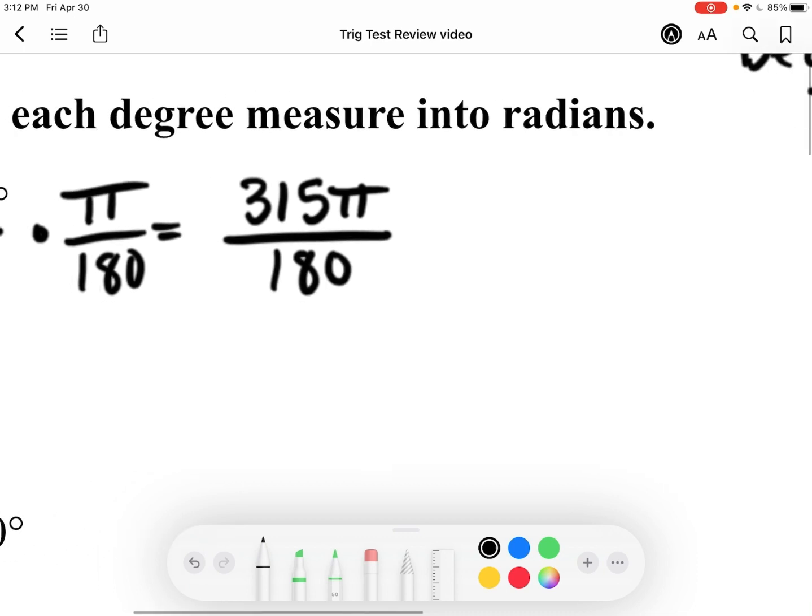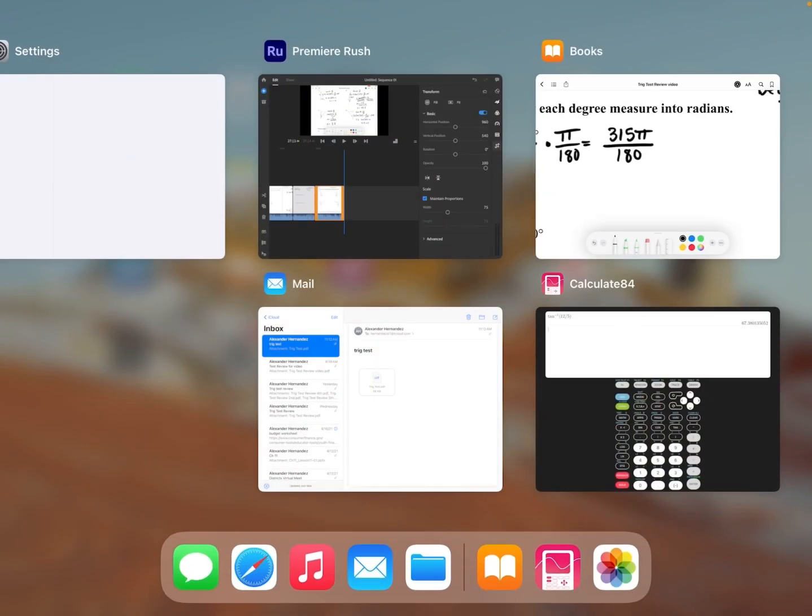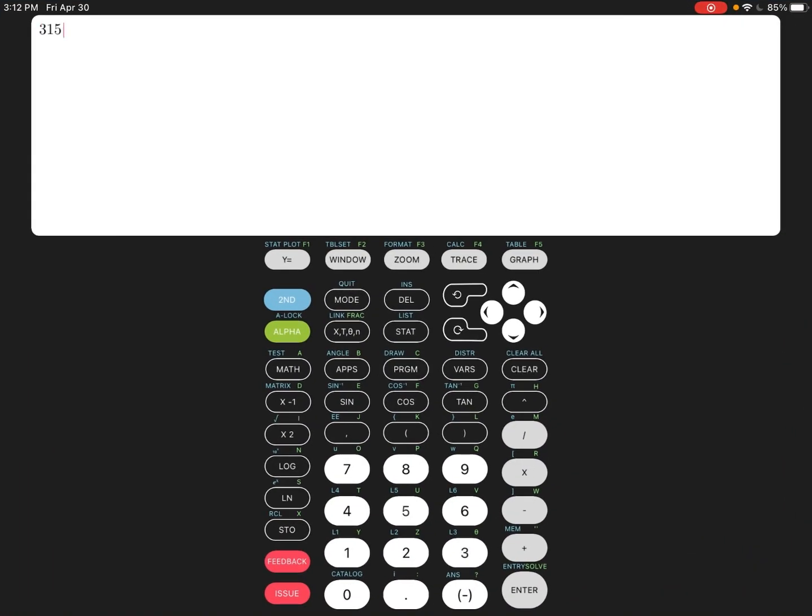So now we have to simplify this fraction. We have to simplify 315 and 180. 315 and 180 are both divisible by 45. But if you didn't know that, or you don't know how to figure it out, to save yourself some time, the easiest way to simplify the fraction is using your graphing calculator. Type in 315 divided by 180, and you're going to get 1.75.